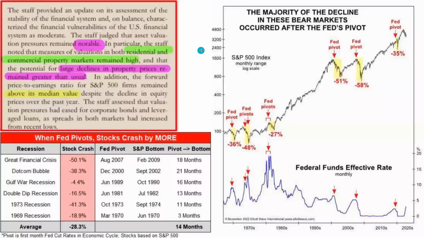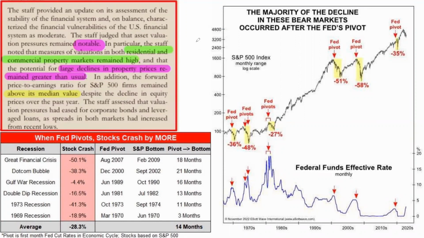Now, we're going to discuss some of the things that are pretty important right now. The Fed's been talking a lot about real estate prices, and they're saying that in both residential and commercial property markets, valuations remained high, and that the potential for large declines in property prices remained greater than usual. So that's definitely something to be cautious of if you're trying to get into real estate, is that the Fed is essentially saying that they think that large declines in property prices remain greater than usual.